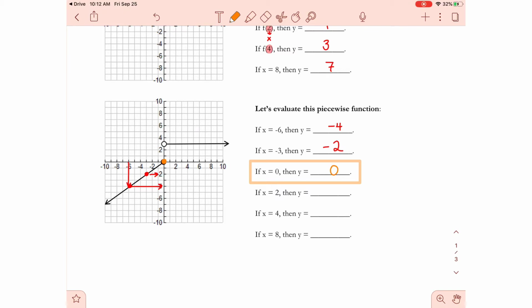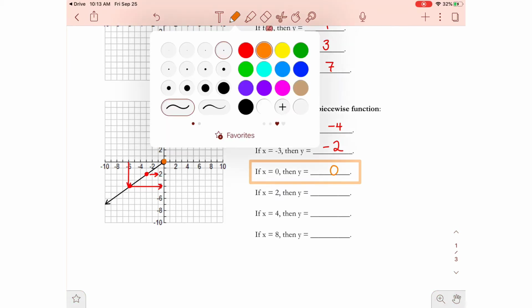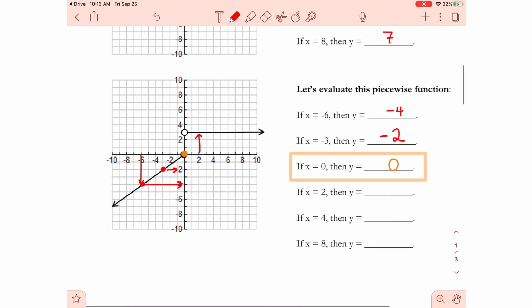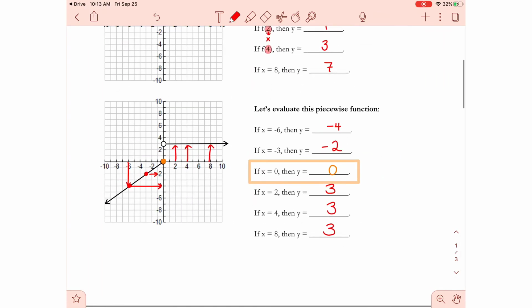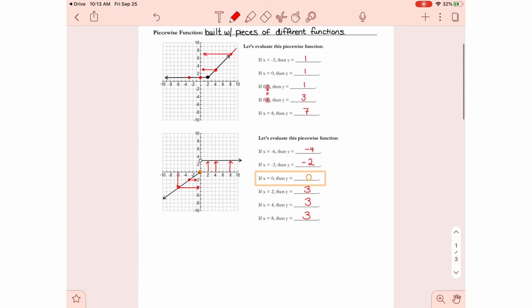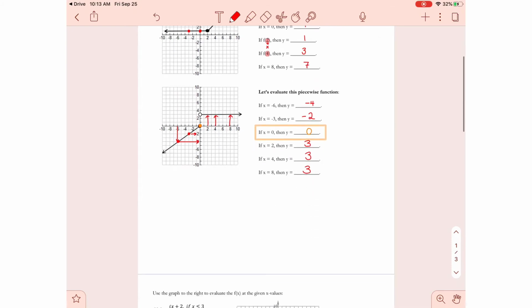Everything else is straightforward, okay? So everything else at x equals 2, the y value is up at 3. At x equals 4, the y value is also at 3. And at x equals 8, guess what? Y value still at 3. So that is evaluating a piecewise function that has a jump. And let's do one more just to hit it home, and then we'll move on to evaluating given the equation.